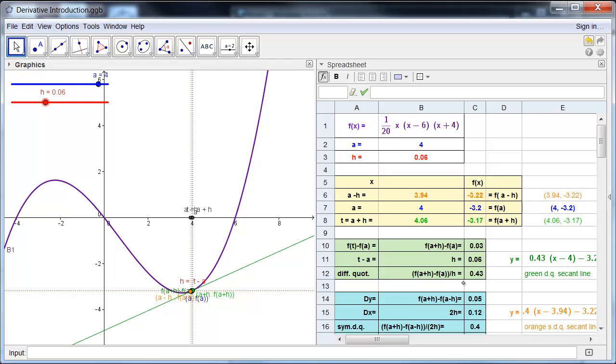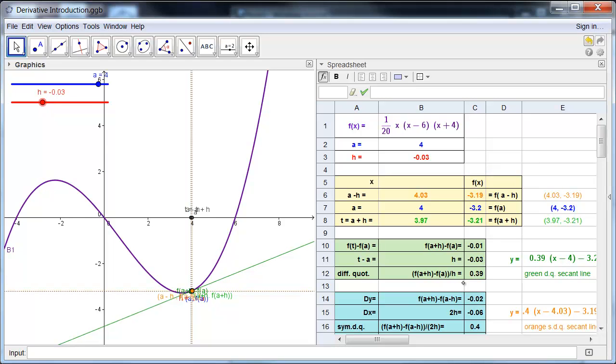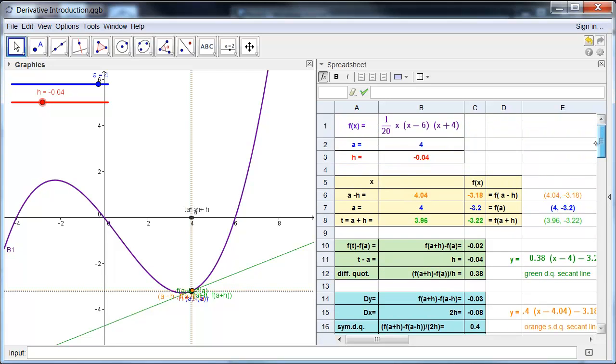0.44, 0.43, 0.42, 0.41, 0.41, oops, undefined there on this side, about 0.4, 0.39. Look, what does it look like it's getting close to? Maybe 0.4. In fact, it turns out that the slope of the tangent line is actually right here, and it actually is exactly 0.4.